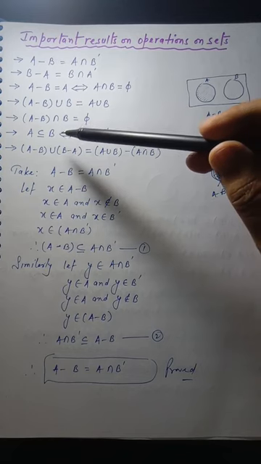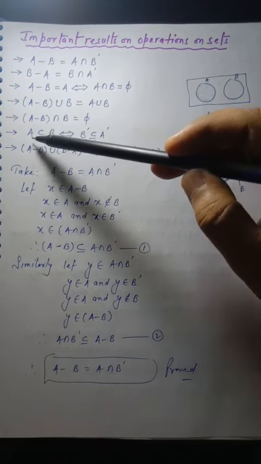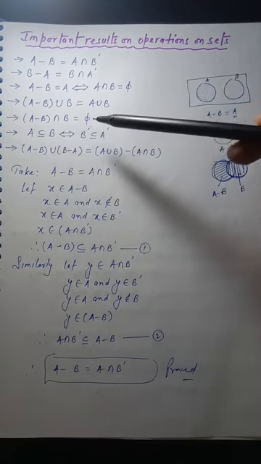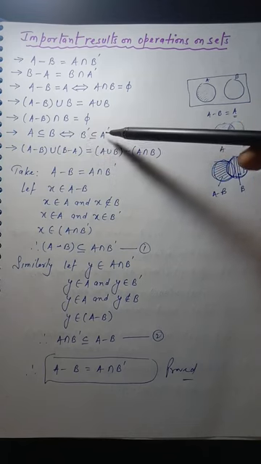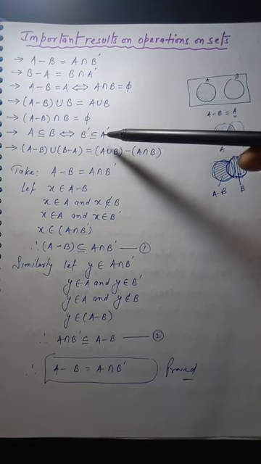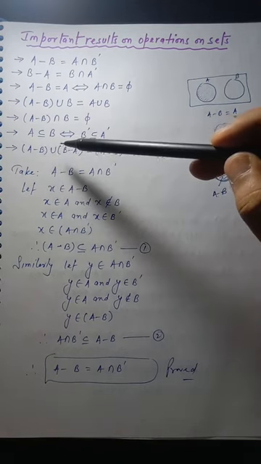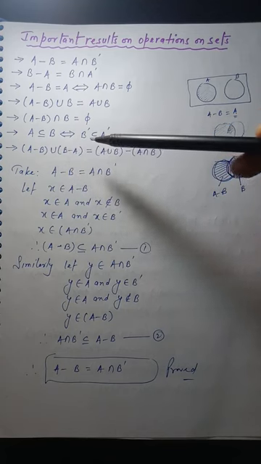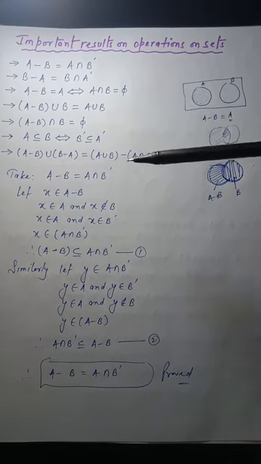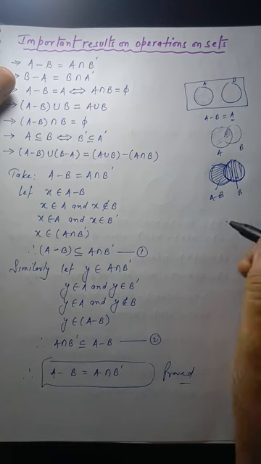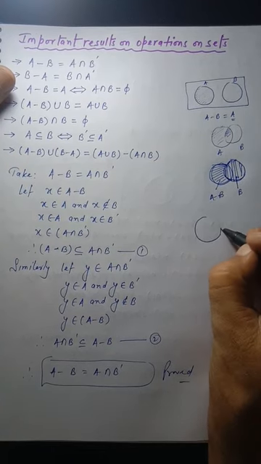This second last is also a very good theorem. When A is a subset of B, then B dash is a subset of A dash, right? So we will prove this theorem also. And finally, the last one is A minus B union B minus A is equal to A union B minus A intersection B. We have already discussed this in symmetric difference.